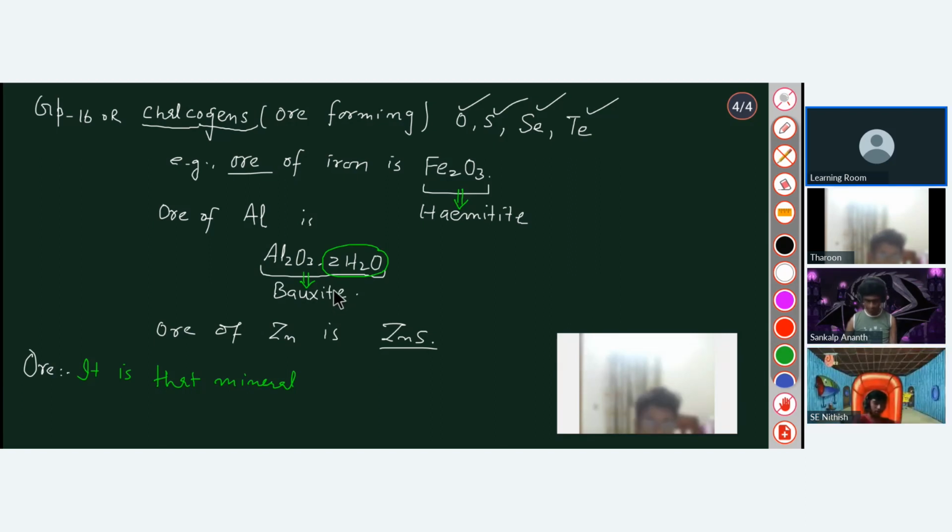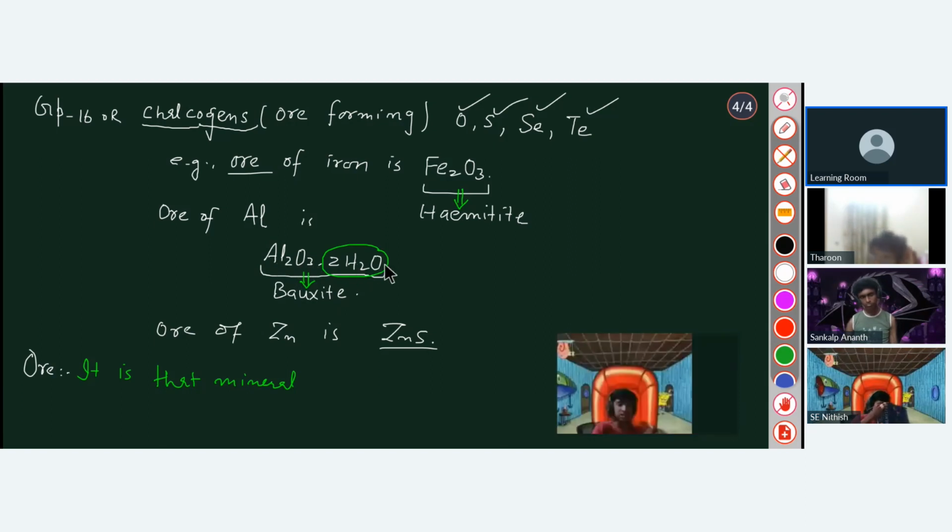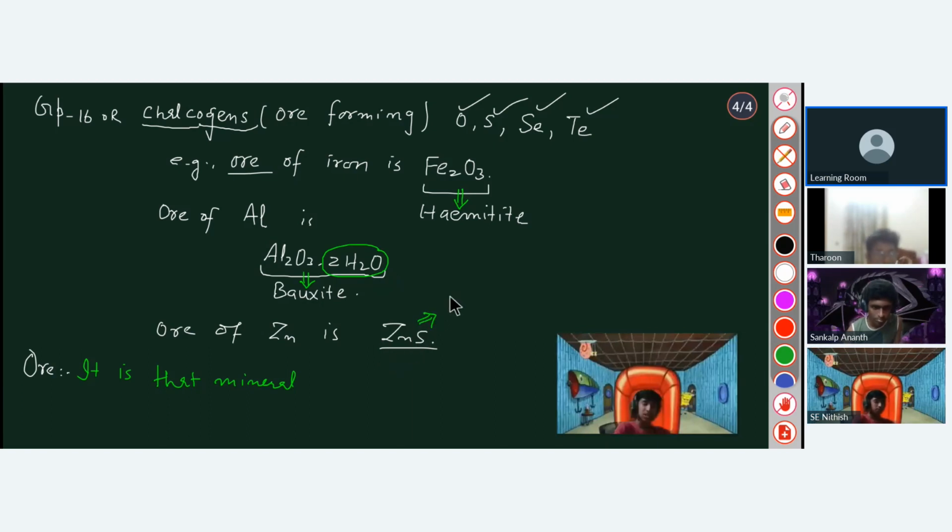Otherwise, you can give the IUPAC name like this. It is aluminum oxide dihydrate, right? Yes, sir. For example, zinc sulfide, but its name as an ore is known as zinc blende. So ores have special names, and if you can remember these, it's well and good.